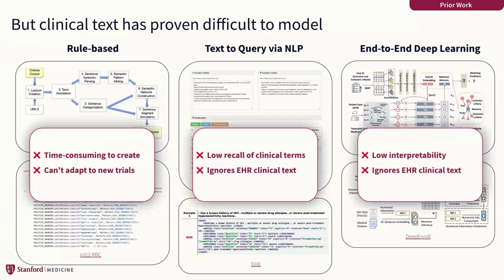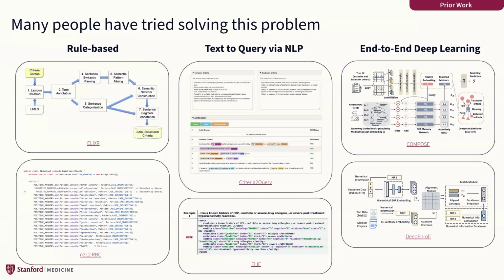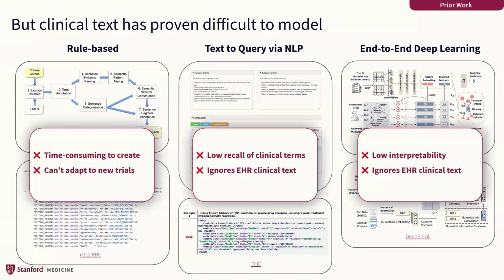Unfortunately, there are limitations with all these systems that make practical deployment an issue. With the rule-based systems, you're manually creating rules, right? So it's very time-consuming to create, and you can't easily reconfigure it for new trials. For the traditional NLP stuff, it just really wasn't accurate. And for the end-to-end deep learning stuff, again, it still struggles with clinical text, and it's not really interpretable. So it's hard to interface with a research coordinator or do this in a human-in-the-loop deployment.